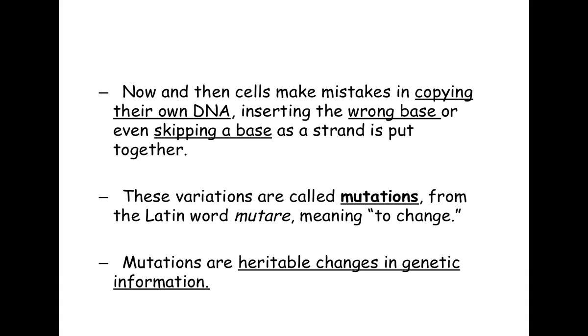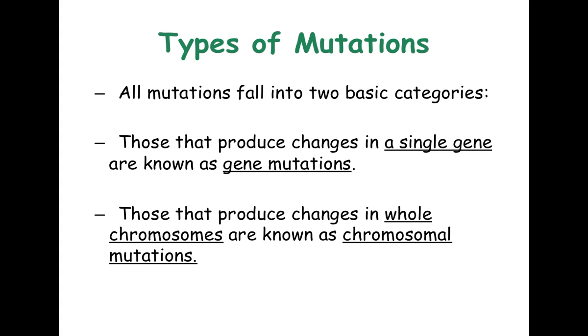So, like I said earlier, mutations are heritable, in other words, inheritable changes in the genetic information. So they are things that will get passed from one generation to the next. Now, if we take all of the possible mutations that are out there, there are two basic categories of them. The first one is those that produce changes in a single gene, and so these are called gene mutations. And then there are also those that produce changes in the entire chromosome, and those are known as chromosomal mutations. So we're going to go through the different types of gene mutations and also talk about some of the different types of chromosomal mutations as well.